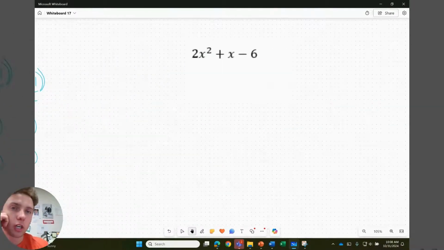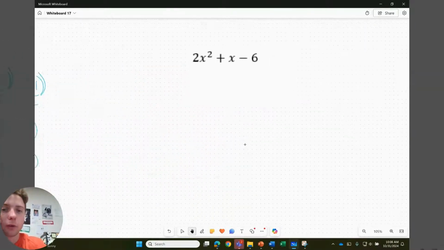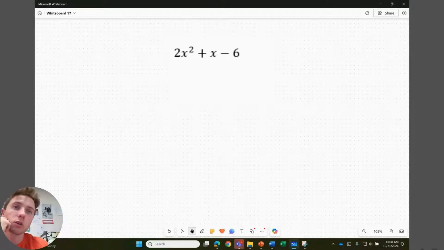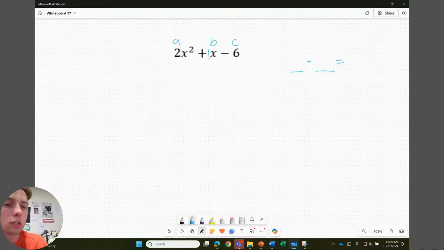When we have 4 terms, we always use factoring by grouping. If you only have 3 terms, though, you can still use factoring by grouping. In fact, it's what you should do when you have 3 terms with an A value. Notice our A value is 2, our B value is 1, and our C value is negative 6. Whenever we had these trinomials, we were factoring them by finding 2 things that multiplied to A and C and added to our B value.